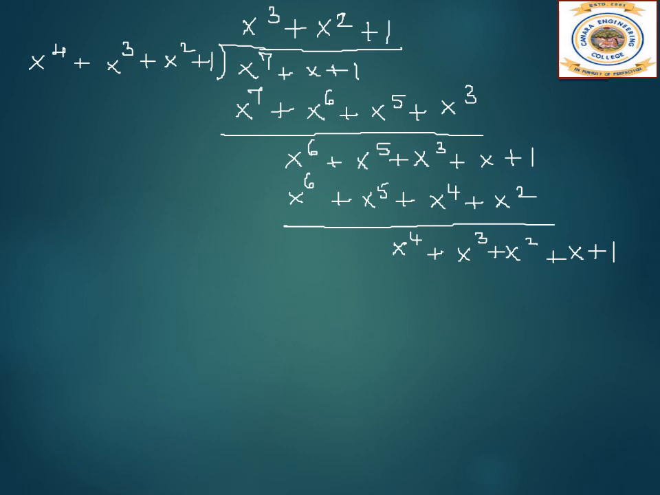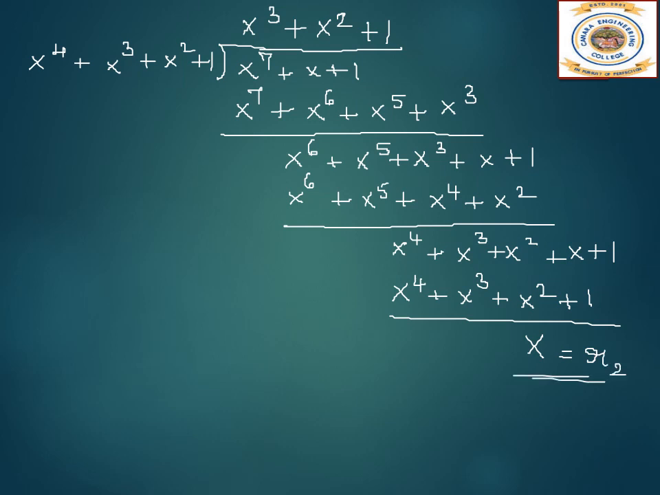So what do we get over here? So we get it as x to the power 4 plus x cube plus x square plus 1. So what is the remainder? We get the remainder as x. So this is our remainder. So now let us write this also in the form of using the division algorithm.